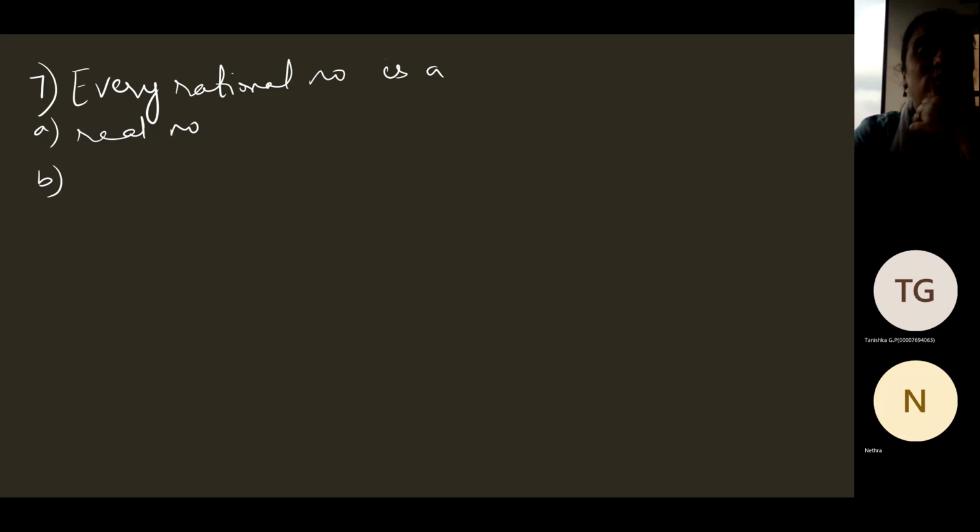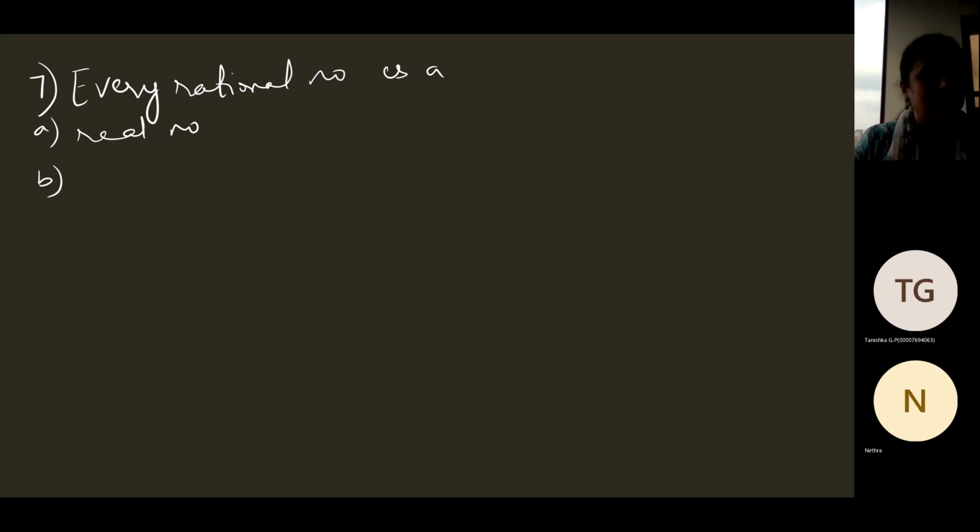But the other way is not true. Every real number is not a rational number, just as every animal is not a giraffe, but every giraffe is an animal. Every rational is real, but every real number is rational is false because real numbers also have irrational numbers, which are not rational. So this is not the option.